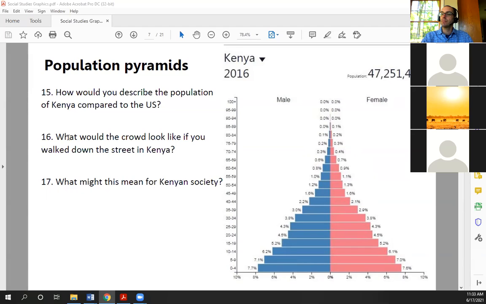Okay. Now, number 16, here's a tough question. What would the crowd look like if you walked down the street in Kenya compared to the United States? You would see a lot of whom? Well, if you gathered up 100 people in Kenya, a lot of them are going to be younger people. Yeah, young people, exactly. You're going to be hard pressed to find a very old person, right?